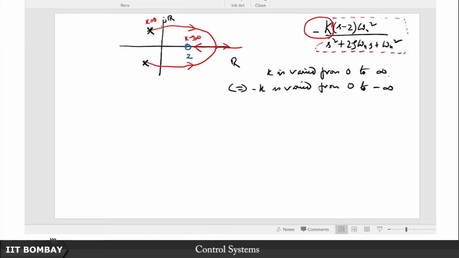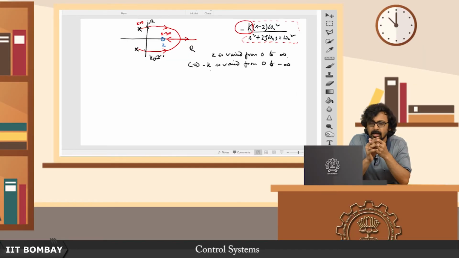So for any value of k beyond this, let us say this is k crit, at k crit this crossing over happens. For any value of k beyond this k crit, you cannot really increase the value of k, or decrease the value of minus k further. So this is a very important lesson to take home: for non-minimum phase systems particularly, there will always be this upper bound on the value of k.